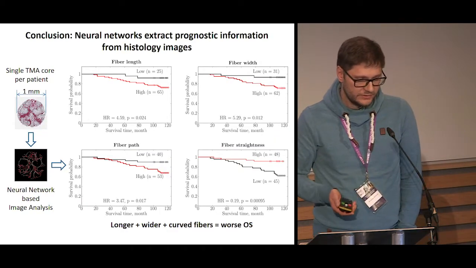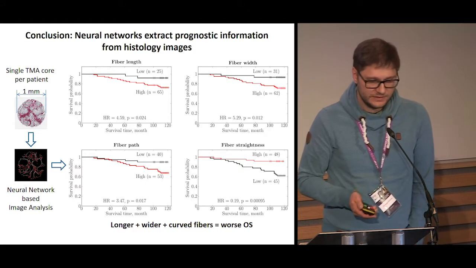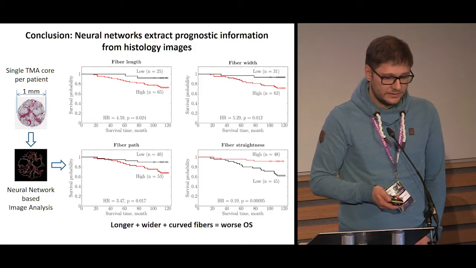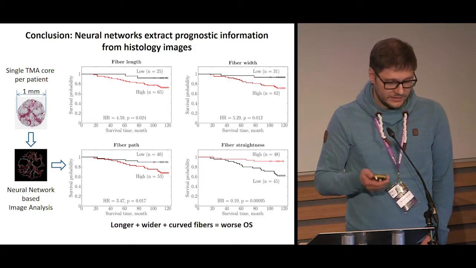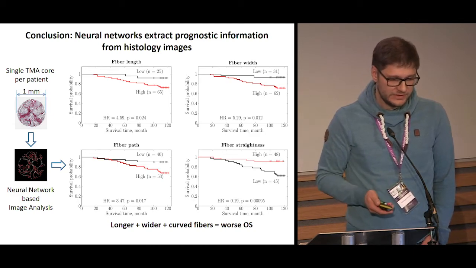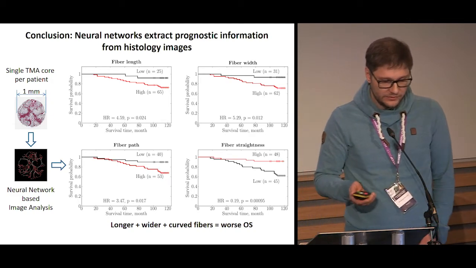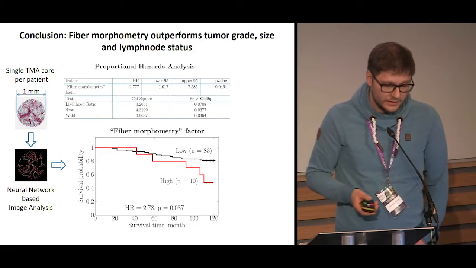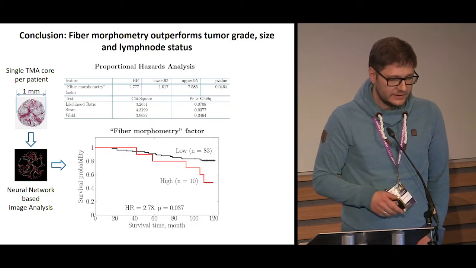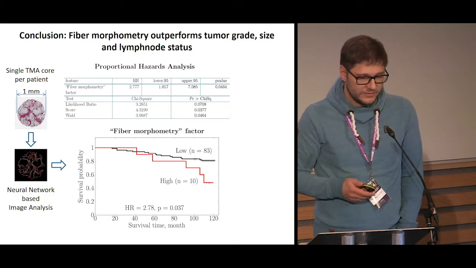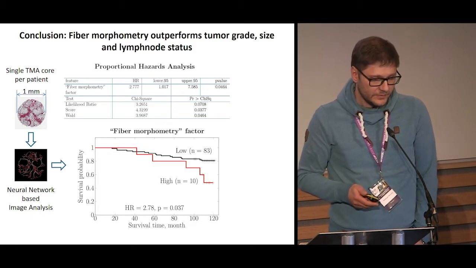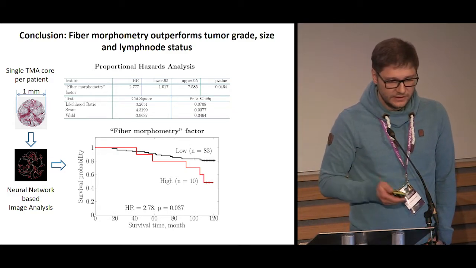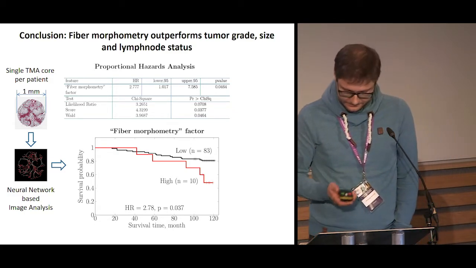Further, we were able to use these features to stratify patients into prognostic groups. Regarding fiber morphometry, we saw that the longer, wider, and more curvy fibers extracted by the network all result in the worst survival of patients. And in multivariate analysis, we see that fiber morphometry is an independent predictor, and it outperforms some well-known classical pathology indicators such as tumor grade, size, and lymph node status.